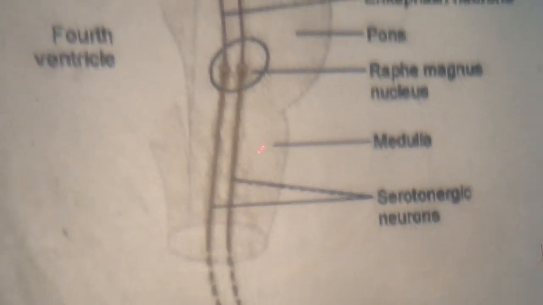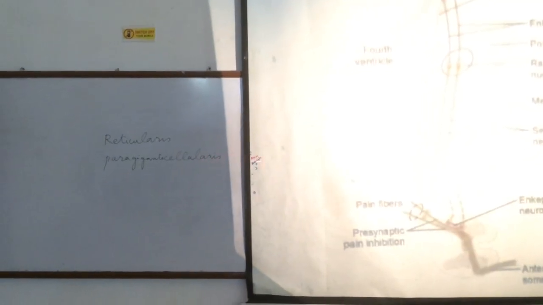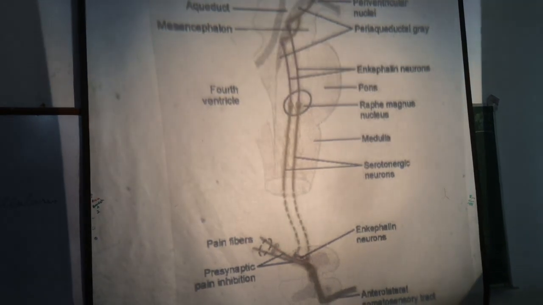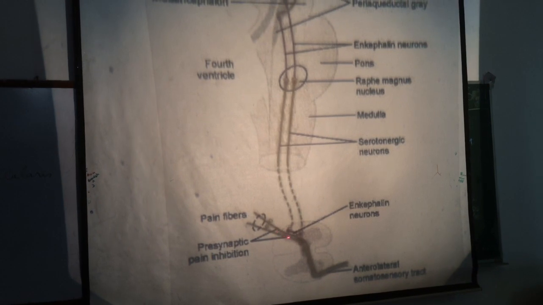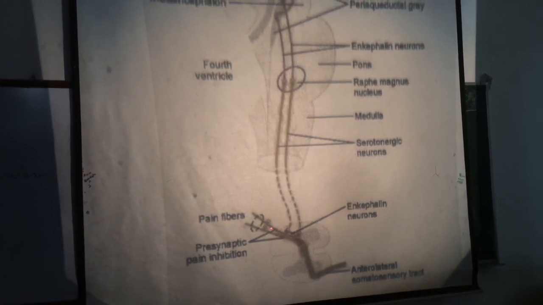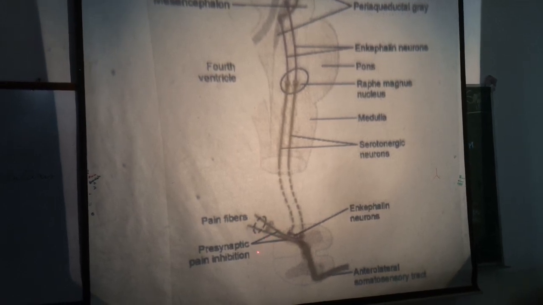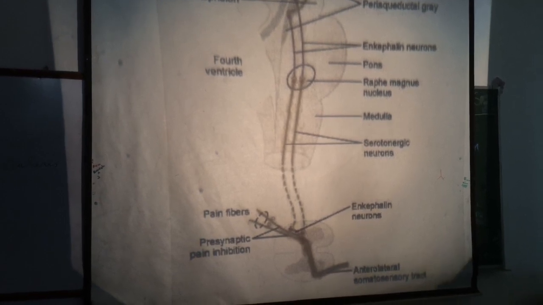Along with the Raphe-Magnus nucleus in the medulla, another component is nucleus reticularis paragigantocellularis. The last part of this analgesia system is the pain inhibitory complex in the dorsal horn of the spinal cord. So these are the components of the analgesia system.